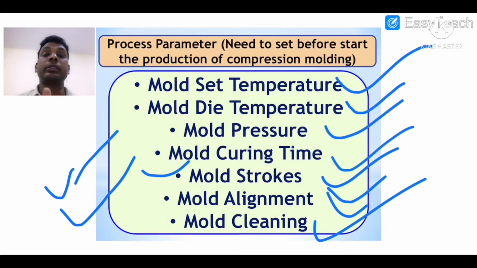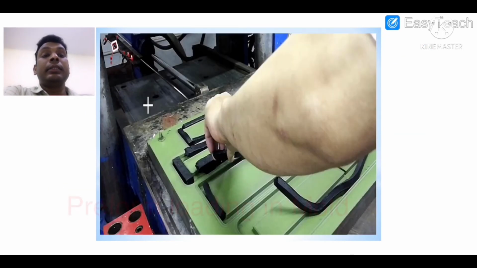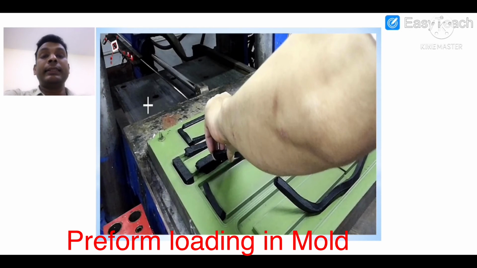Mold cleaning you need to do before and after the manufacturing process. When you start production, mold cleaning as well as oiling is required, and after production you do the same. Next, this is the practical loading condition image. You can understand from this image what they are doing.